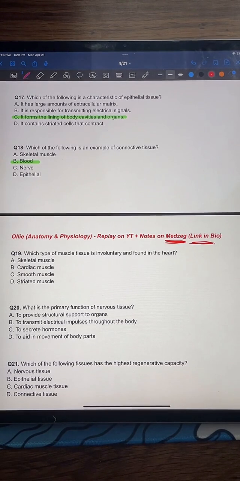Which of the following is an example of connective tissue? It's blood. So blood is a connective tissue because it connects and supports the body via the circulatory system.